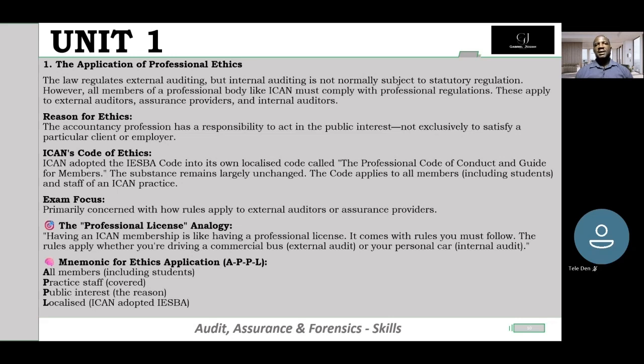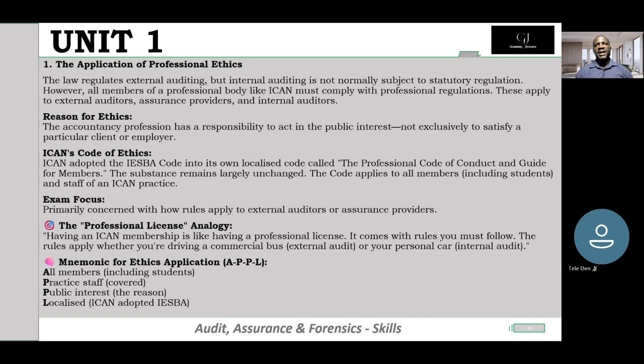So what is ICAN's Code of Ethics? ICAN adopted the International Ethics Standards Board for Accountants Code into its own localized code called the Professional Code of Conduct and Guide for members. Now, the substance remains largely unchanged. The code applies to all members, including students and staff of an ICAN practice. The exam focus is primarily concerned with how rules apply to external auditors or assurance providers.